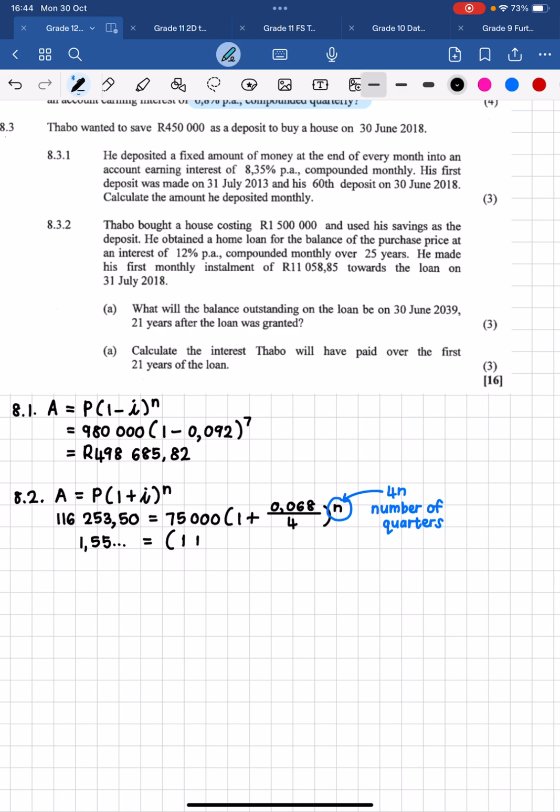All right, I'm left with this bracket, 1 plus 0,068 over 4 to the power of n. Now this is where we get to the point where we have to solve for n, which is in the exponent. This is an exponential equation.